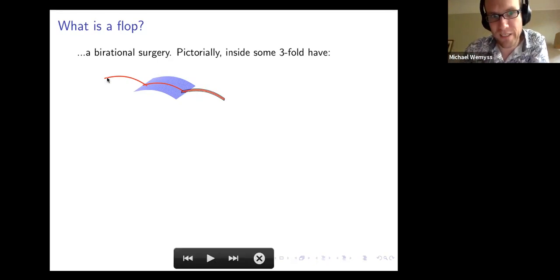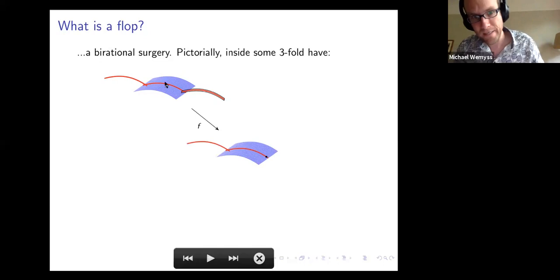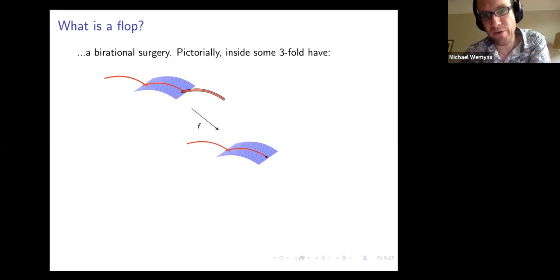This is a cartoon picture. The red lines are curves because they're one-dimensional objects. And the blue piece of paper is a surface, and it's ruled inside this threefold. So we choose a curve, which is this red one here, and we try to flop it. First we try to understand: can we cut it out? In algebraic geometry, that translates to: can we contract that curve to a point? So I've taken this curve and squished it down to a point. And the flop is you try to extract a curve in a slightly different way.